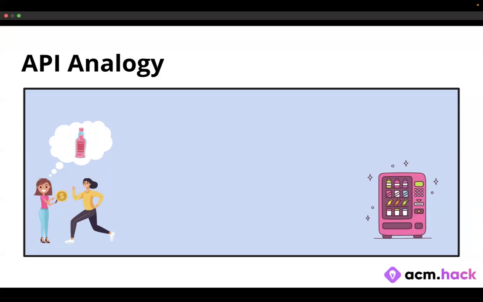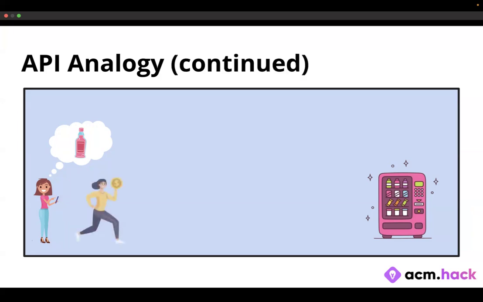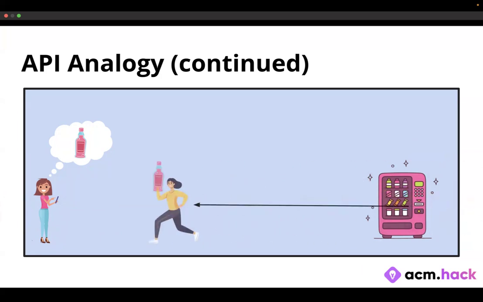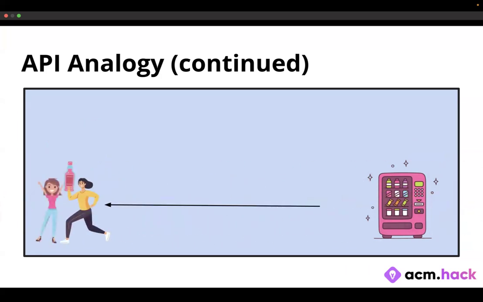Now, when you want something, you're going to form a request and give it to the API, or your friend. Your friend is going to take that request and bring it over to the server. They're going to put the request into the server. The server's going to process it, get the response, the data that you wanted, and get it right back to you. And then once you get that data, you're free to do whatever you want with it.